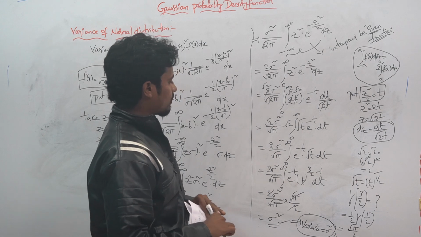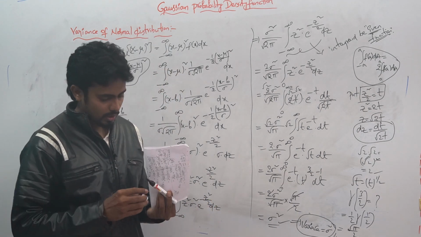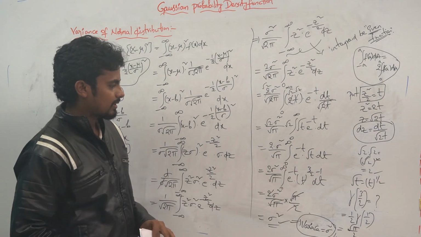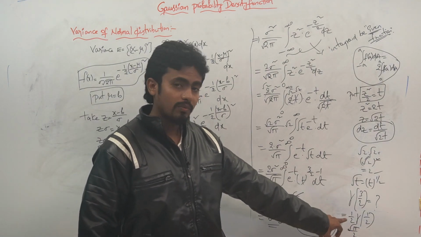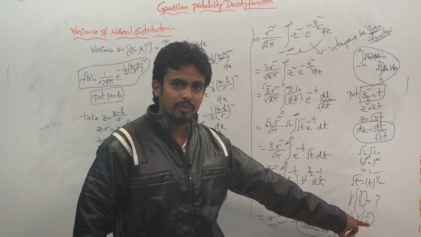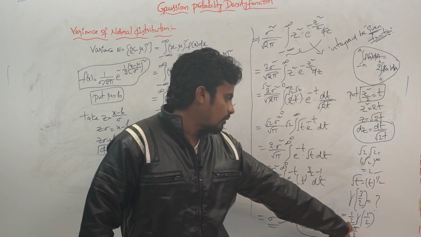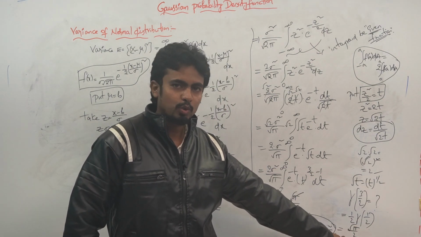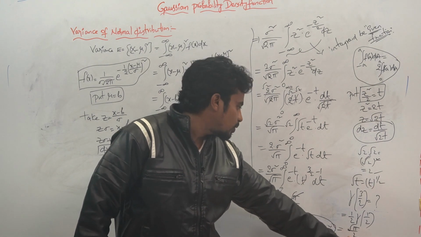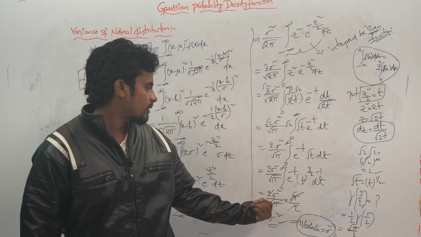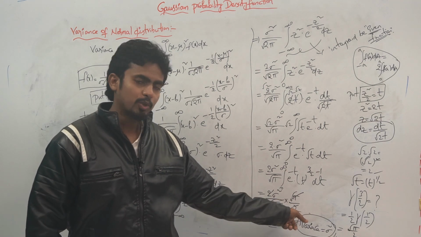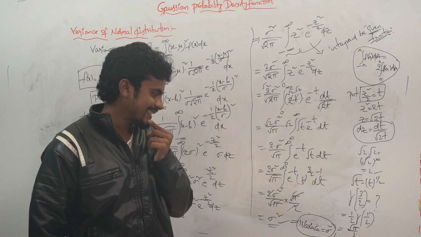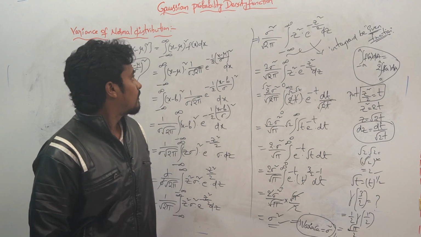And one thing you have to observe here: if you know the gamma function for this, you will easily get the answer. Gamma of 3 by 2 is equal to 1 by 2 into gamma of 1 by 2, right? So 1 by 2 into gamma of 1 by 2, you will get root pi divided by 2. Directly substitute this root pi by 2 here, that will be 2 sigma square divided by root pi into root pi by 2. That will be sigma square. So variance is equal to sigma square.